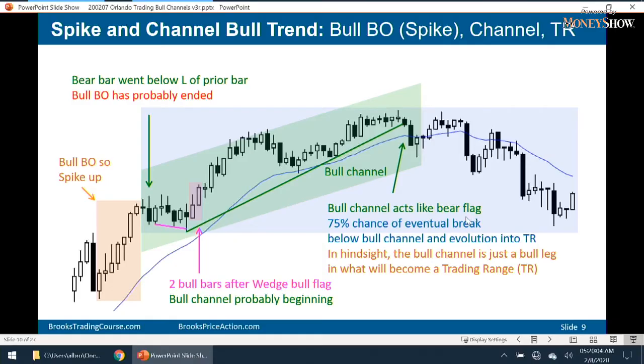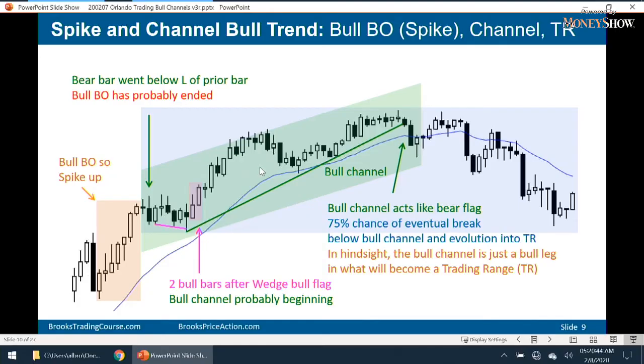And then once it's in a trading range, traders start to think, what comes next? Is it going to be a resumption of the bull trend, or are we going to get a transition or a reversal into a bear trend? So when I see a breakout, I'm expecting a channel, and I know there's a 75% chance at some point we'll break below the bull channel and convert into a trading range. And once we start to trade down, I will look back at this and say that bull channel was a bull leg in what was to become a trading range. So every time I see a bull channel, I always assume that it's the start of a trading range.